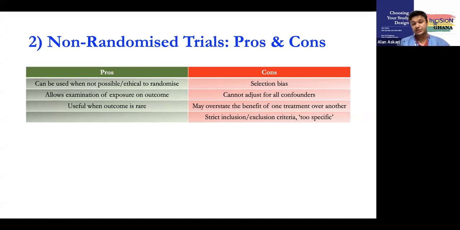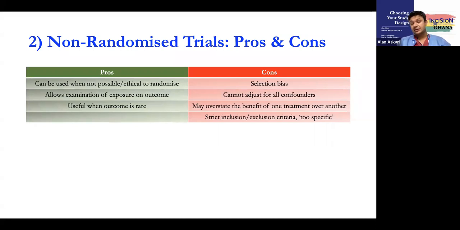They can, however, suffer from selection bias, which randomized control trials do not suffer from as readily. And the reason for that is you're obviously defining a preset group, and you've already made up your mind about which arm they're going to be in, rather than randomly allocating people. It also cannot adjust for all the potential confounders there may be.